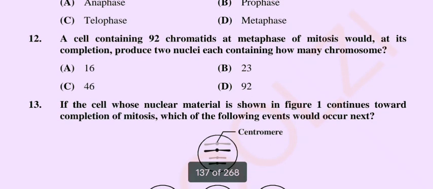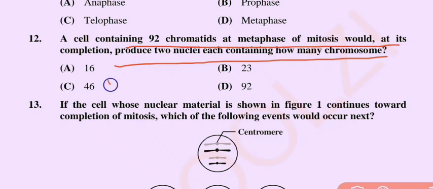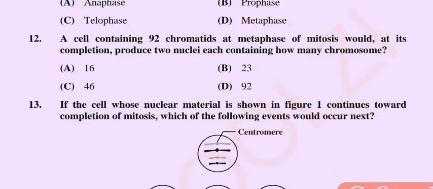Question number 12. A cell containing 92 chromatids at metaphase of mitosis would at the completion produce two nuclei, each containing how many chromosomes? Option A 16, option B 23, option C 46, option D 92. So the correct option is option C, 46 chromosomes.